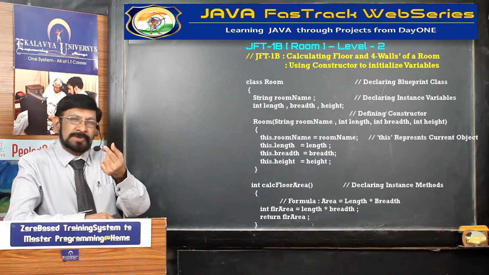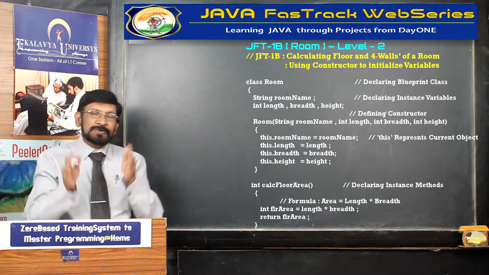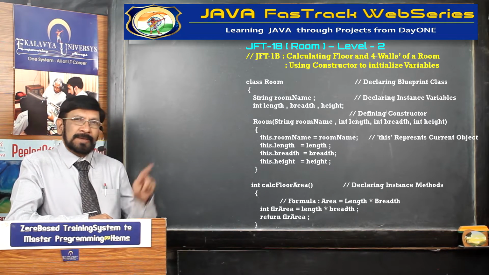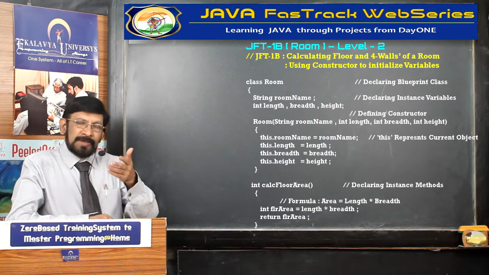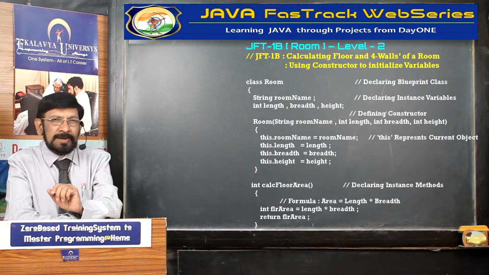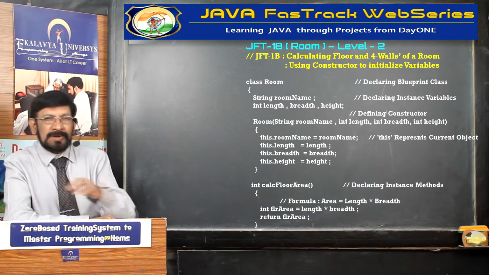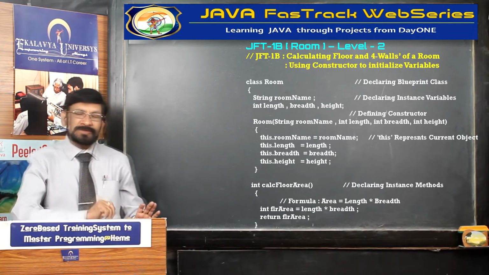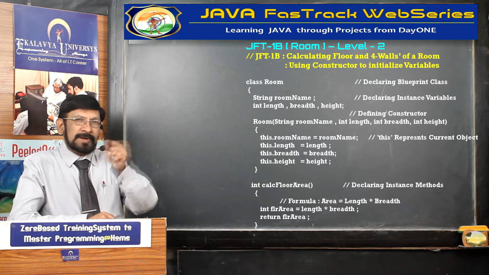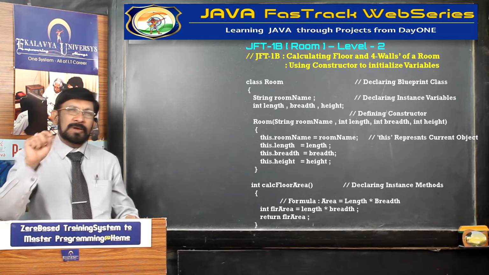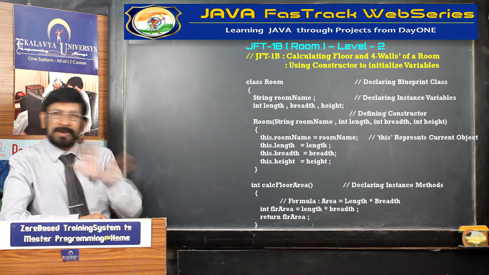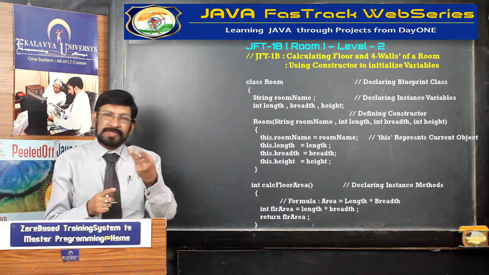Suppose our class name is Room. So the constructor name should be Room. That's it. And you should not have any return type, including void. For every method, we write a return type: int, void, float, etc. But as far as the constructor is concerned, we don't write anything. And we should not write a return statement also, including a simple return semicolon. We don't write these 3 things, you remember.